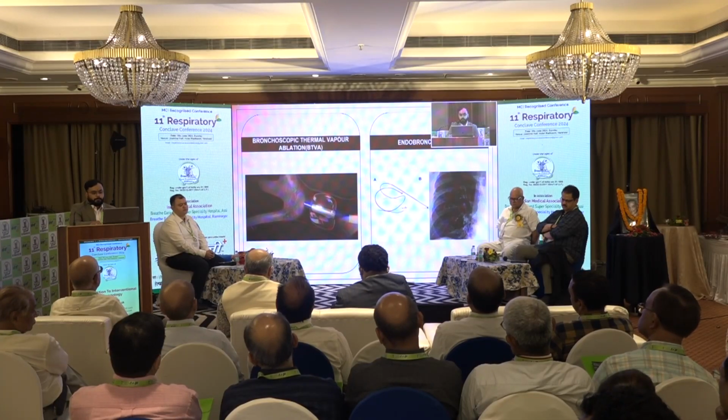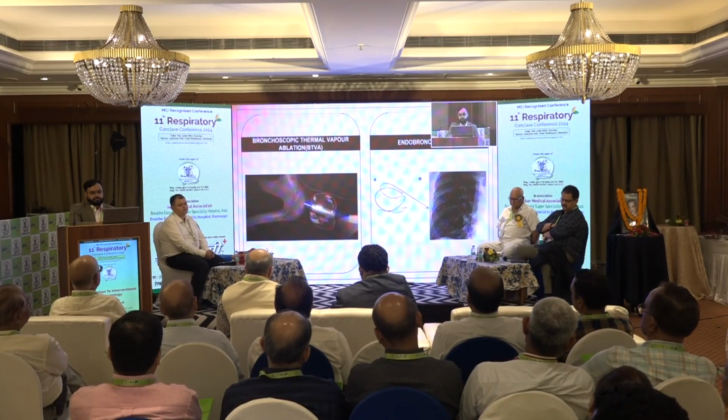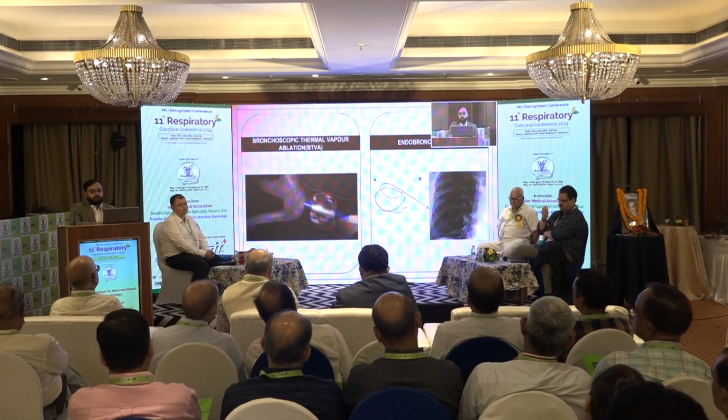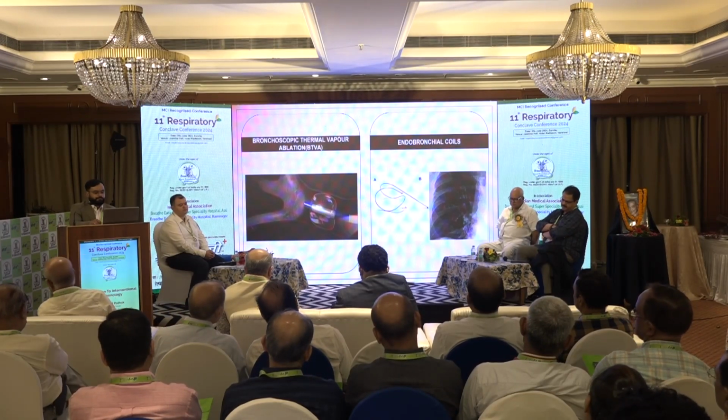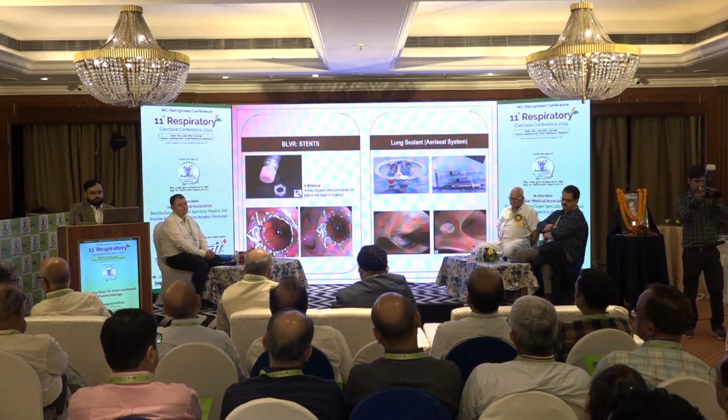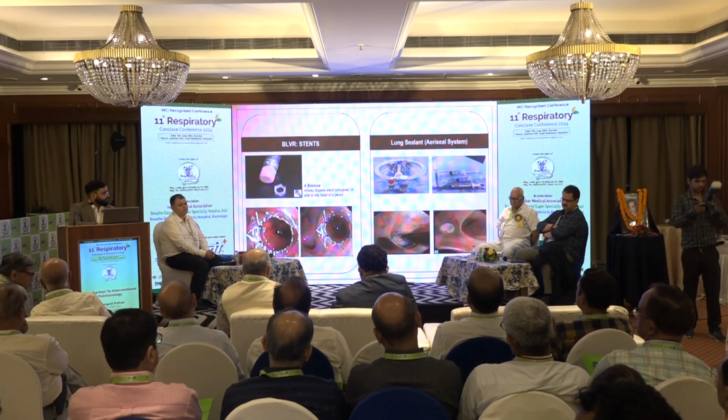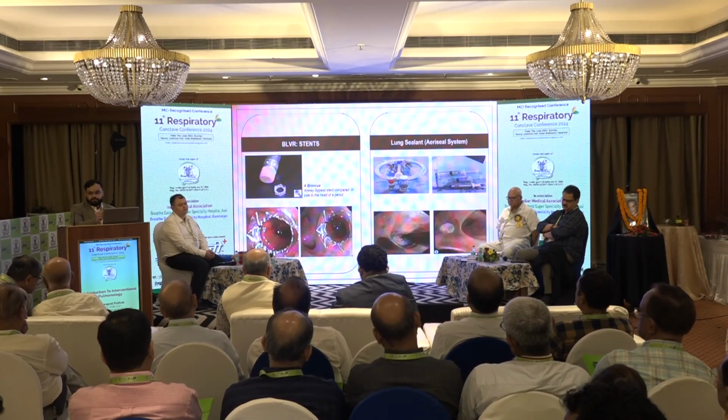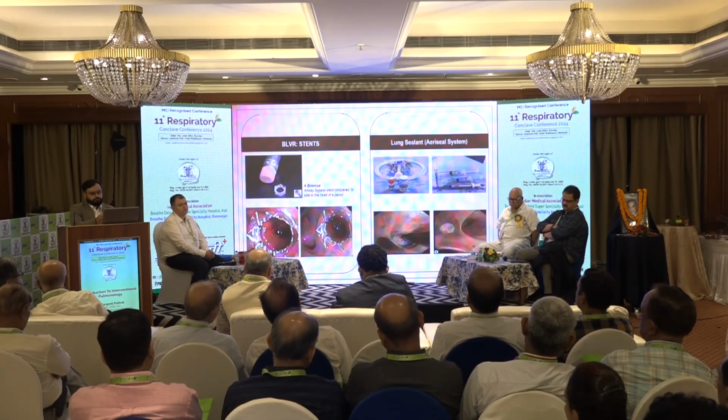So these are Zephyr endobronchial valves and this Spiration valve system. Bronchoscopic thermal vapor ablation, and endobronchial coils that we can see on the chest X-ray. Multiple coils are placed in, I think, the right upper lobe. BLVR stents. So as you can see, this bypass stent is very small. It's like a pencil tip, and it bypasses the airway tract. This is a lung sealant, the AeriSeal system, which goes and destroys the airway.